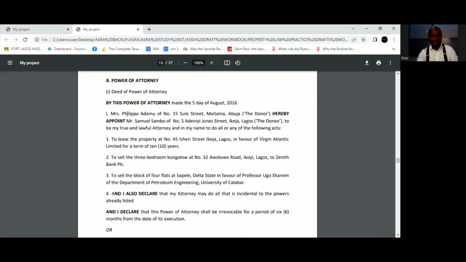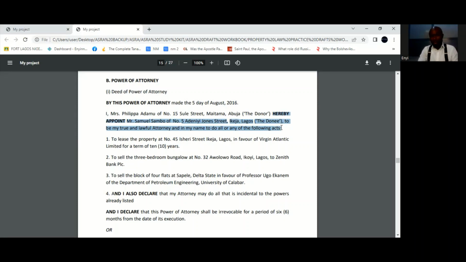It says, I, Mrs. Philippa Adamu of number 15 Sule Street, Maitama, Abuja, the donor. All right, that's the parties clause. Of course, a power of attorney is a deed poll, and so it's executed by one party only. The donor alone executes. And so the parties clause just has the name of the donor. And then next is the appointment clause. Hereby appoint Mr. Samuel Sambo of 5 Adeniyi Jones Street, Ikeja, Lagos, the donee, to be my true and lawful attorney in my name to do all or any of the following acts. So that's the appointment clause.